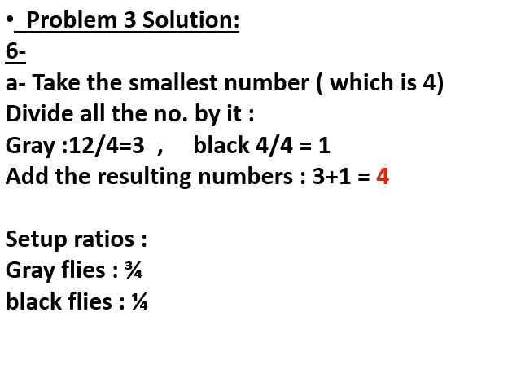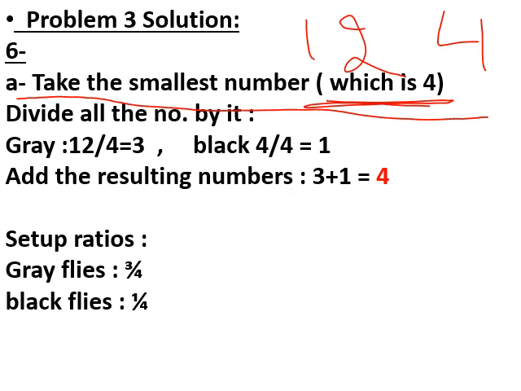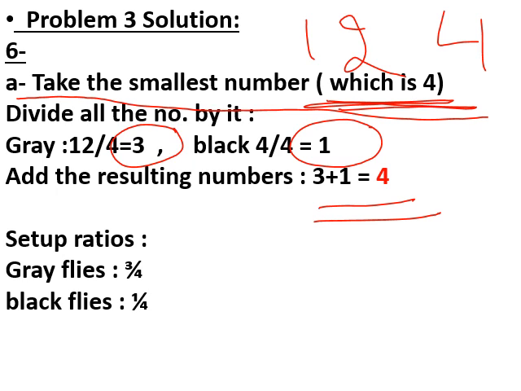So you're going to move to part 6. Whenever you have to calculate the proportion, the first step is to take the smallest number. We have 12 and 4. Which one is the smallest? Sure, it's 4. Divide all the numbers by 4. Gray is 12 over 4, so 3. Black is 4 over 4, which is 1. So we add the numbers: 3 plus 1 is 4. So the gray is 3 over 4, and the black is 1 over 4.